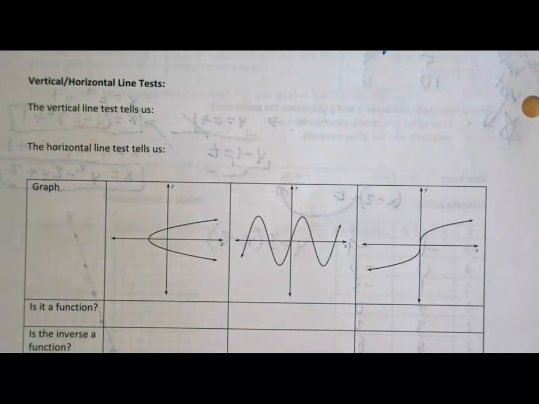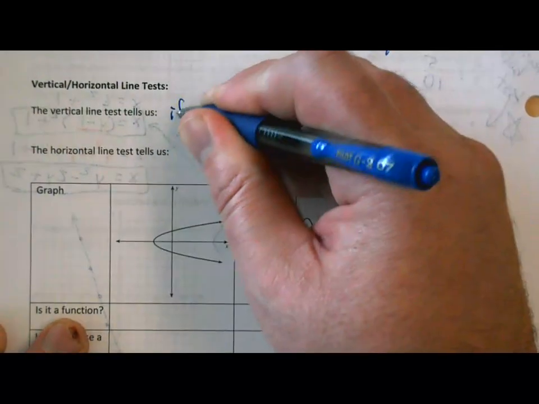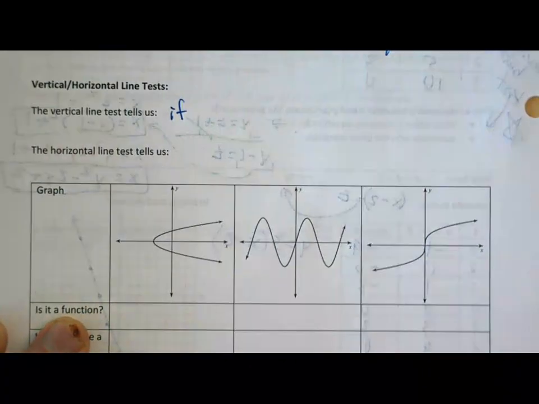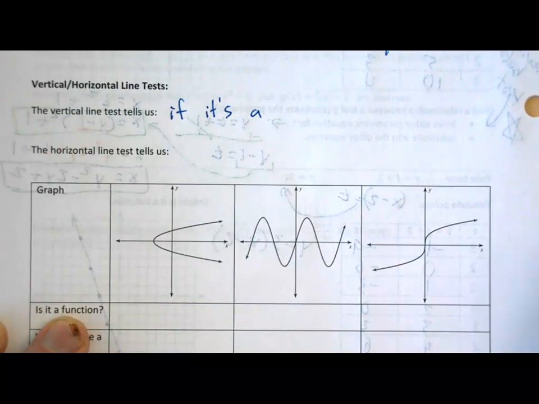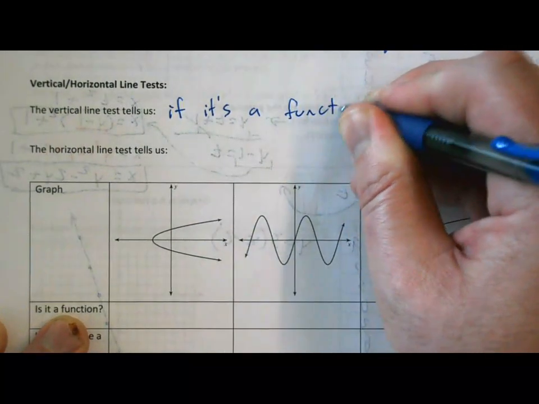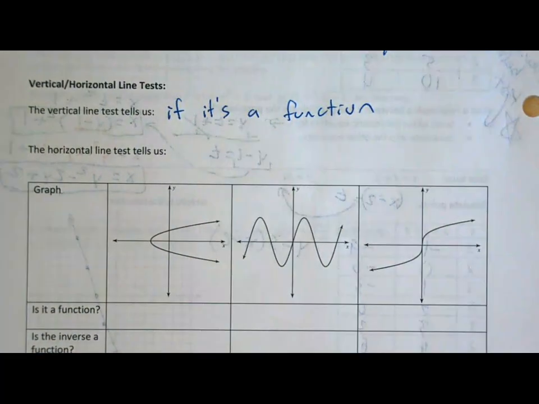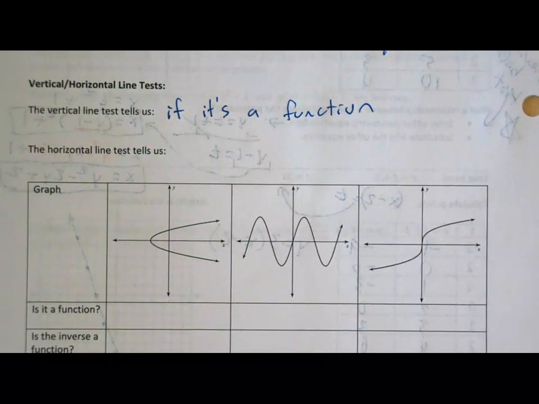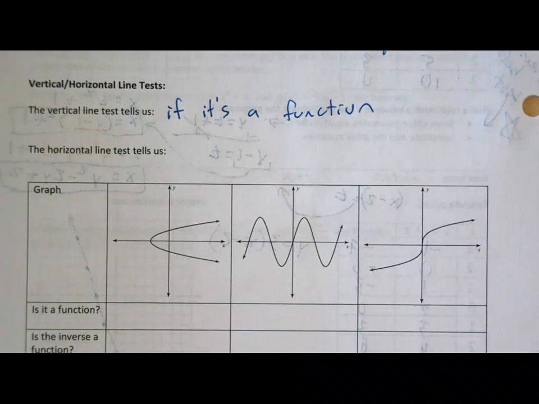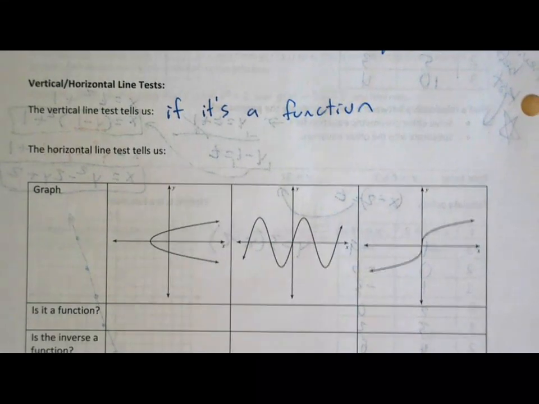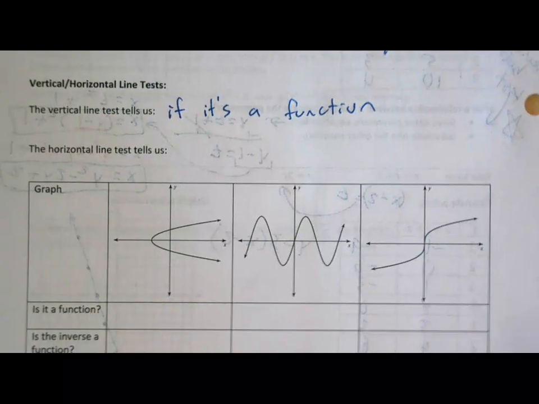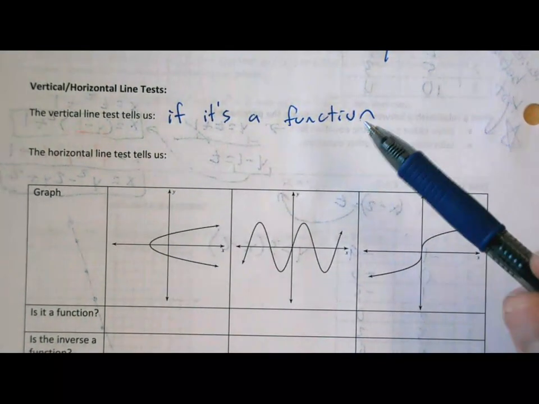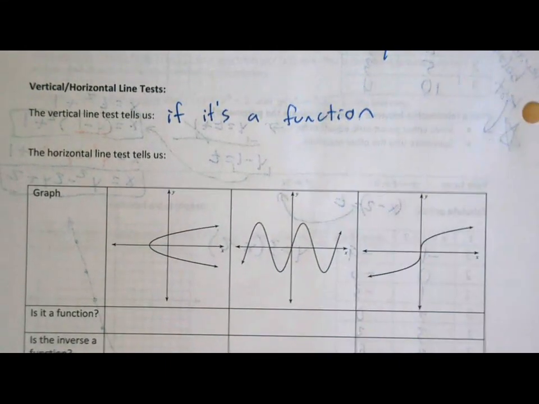The vertical line test tells us what? Someone just said it. Can you say it louder? If it's a function. So if I look at a graph and I do a vertical line test and it passes, that means that graph is a function. If it fails, that means it's not a function. There's also a horizontal line test. Anybody want to guess what that tells us? It has something to do with the inverse. And also this word here is in it also. So it tells us if the inverse is a function.